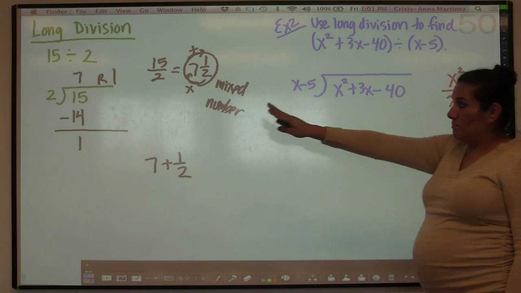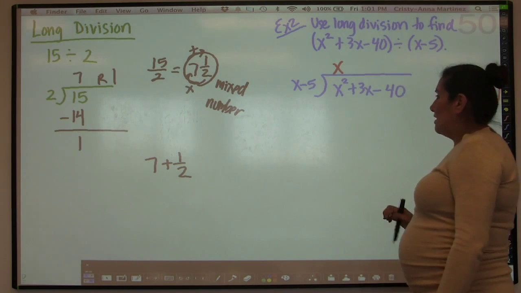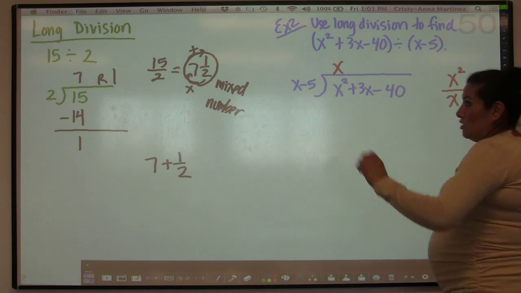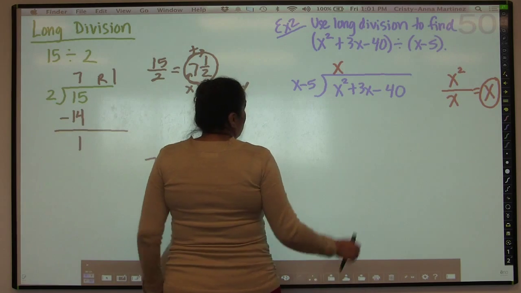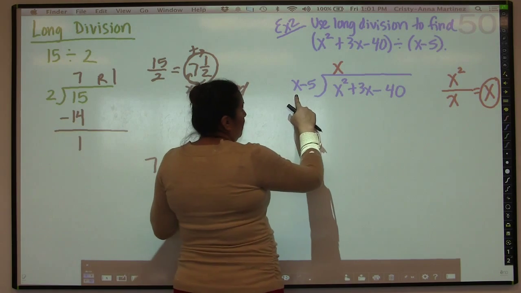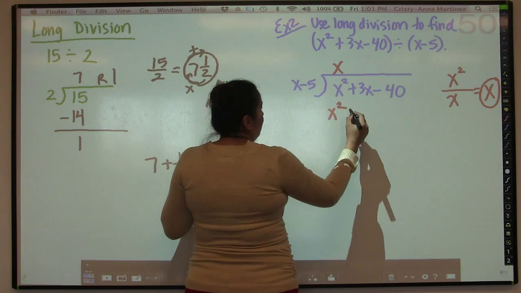That's the 7 over there. That's the first thing you put here, x. Now at this point it becomes the same as that. Notice that over here, after we put the 7, we multiplied 2 times 7. So we have to multiply x times x minus 5. So x times x is x squared, and x times negative 5 is negative 5x.